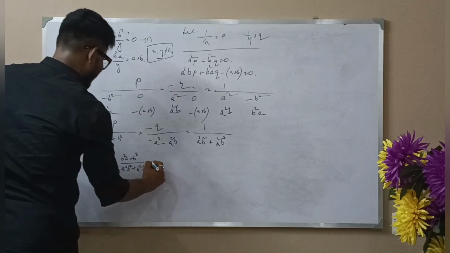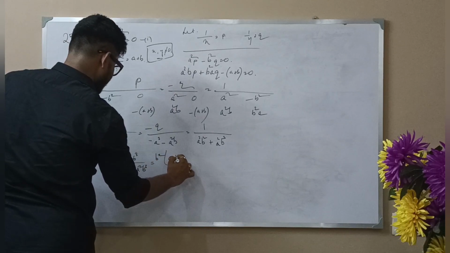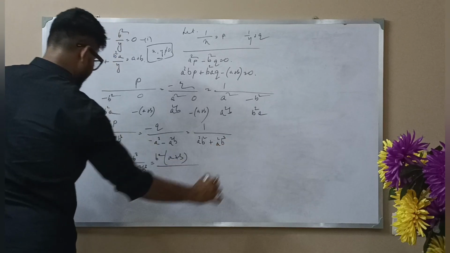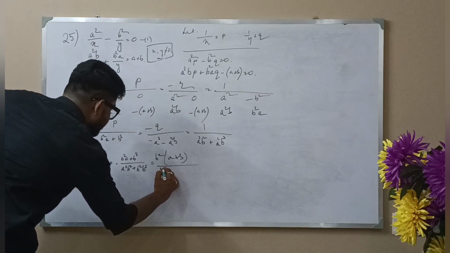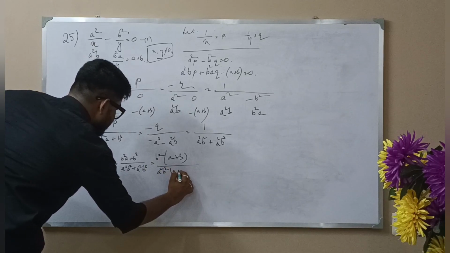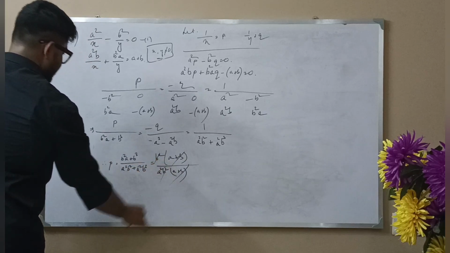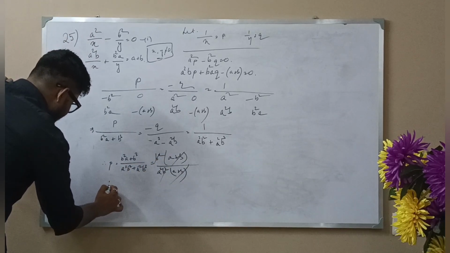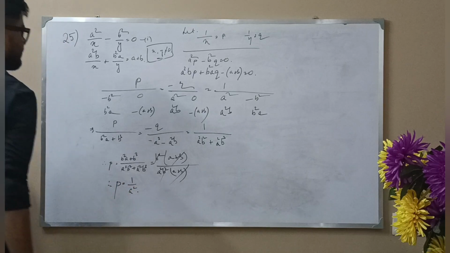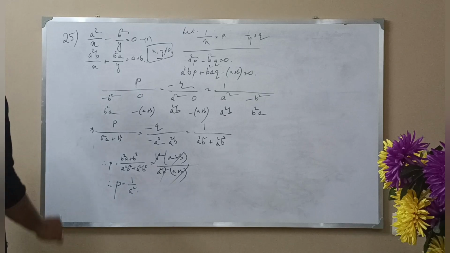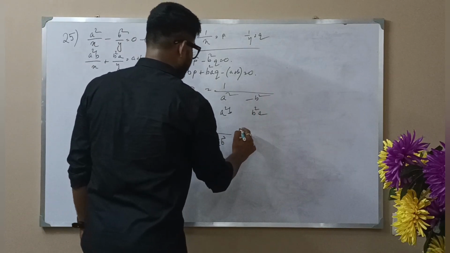So now we'll take b square as common from the numerator and we'll get a plus b by, we'll take a square b square common from the denominator and we'll get a plus b again. So if we cancel them, b square will get cancelled out, therefore p equals to 1 by a square. Now p equals to 1 by a square, so we'll find the value of q now.